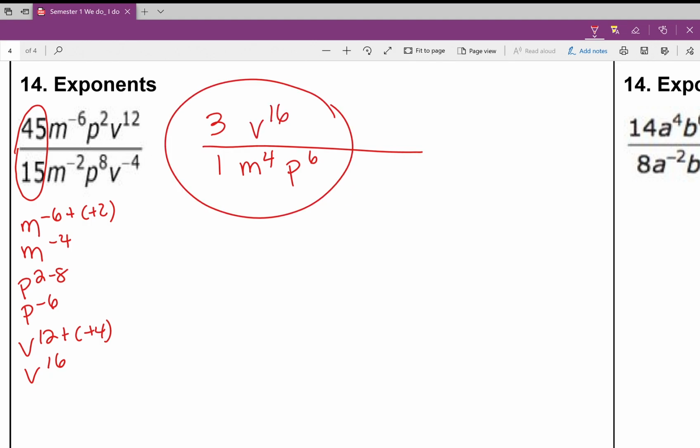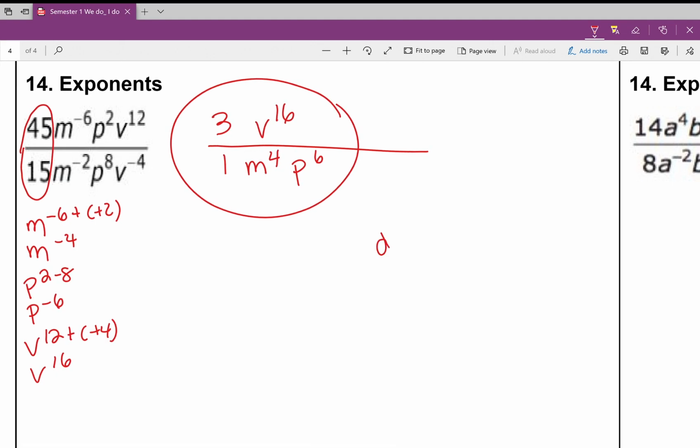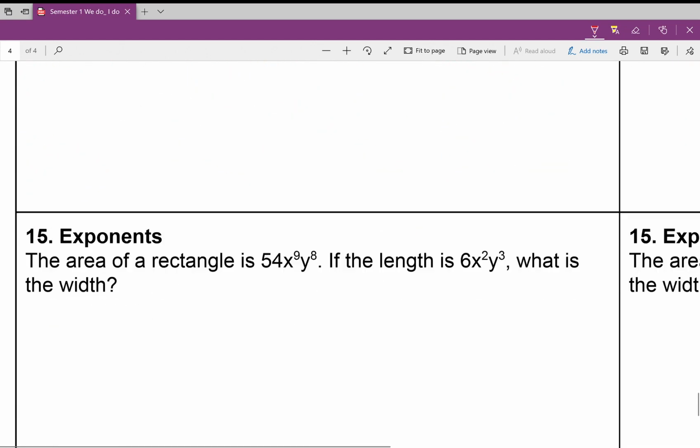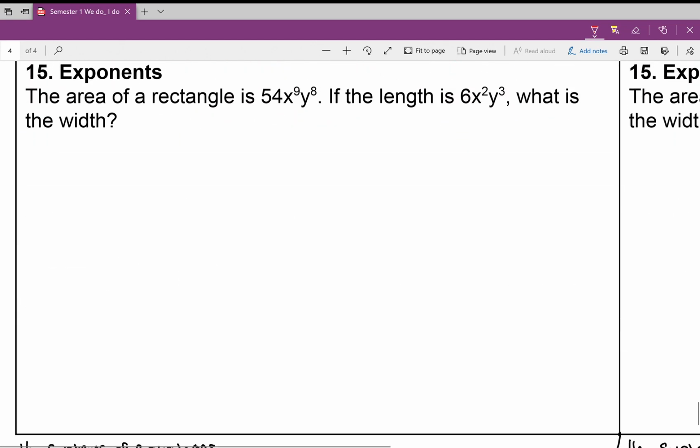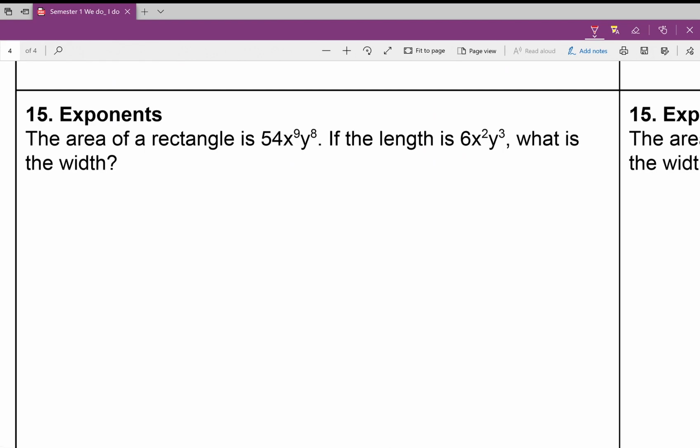So that's my answer. Just remember, when we are dividing same bases, we subtract exponents. Very important. One of the rules. Remember, these rules are all on your star chart. Okay, let's look at 15. Oops. 15, again, properties of exponents.